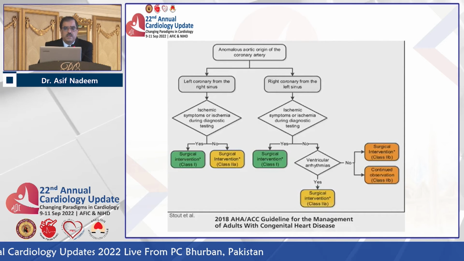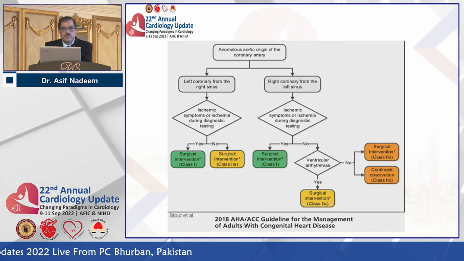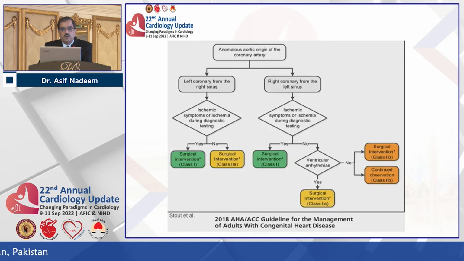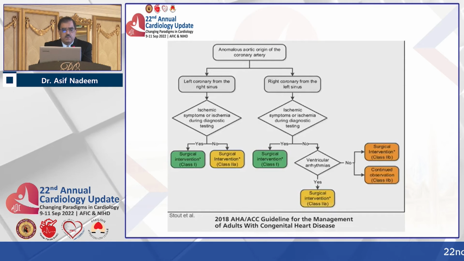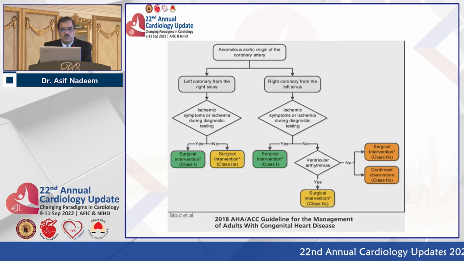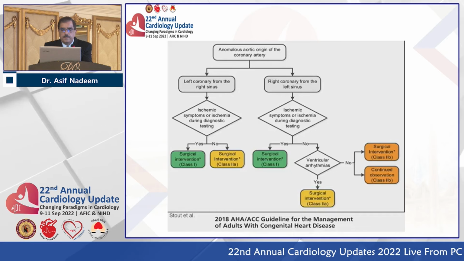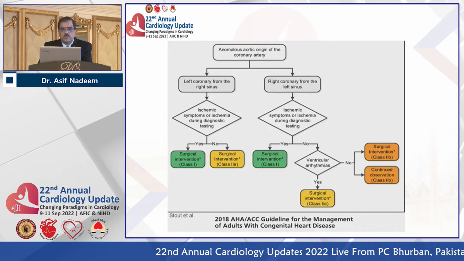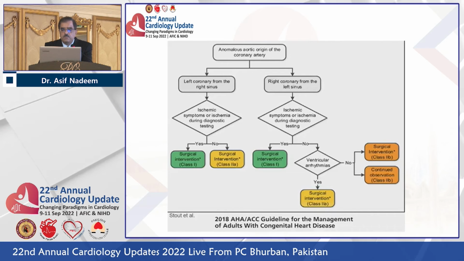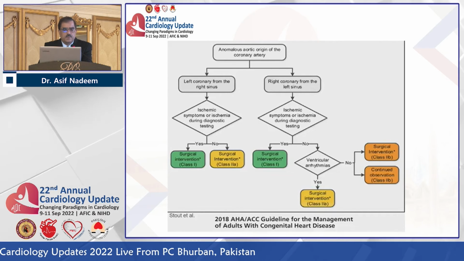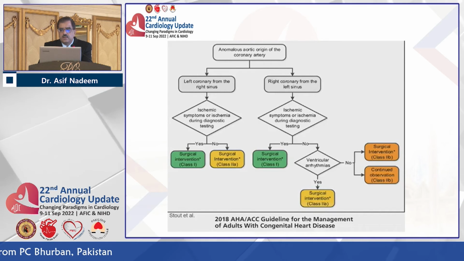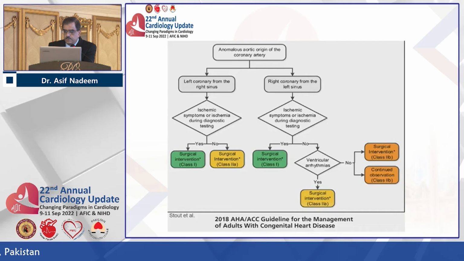If we find anomalous origin of coronary arteries, we can divide them into left coronary and right coronary. On the left coronary artery, if ischemic symptoms are there, or ischemia during diagnostic testing, Class 1 indication is for surgery. And if there are no symptoms, even then surgery is Class 2A. If we go to the right coronary artery side, again, ischemic symptoms are very important. If there are ischemic symptoms or documented ischemia, surgery is a Class 1 indication. But if there is no ischemia, but the patient is having ventricular arrhythmias, again, surgery becomes a Class 2B indication.